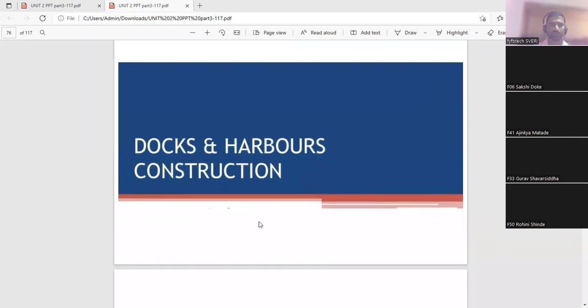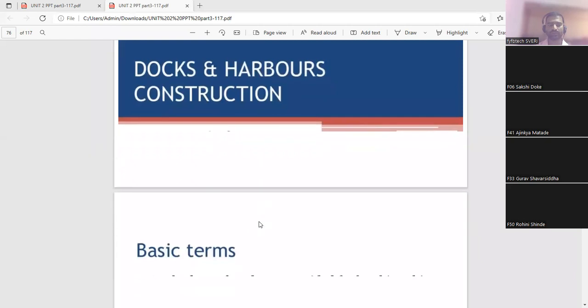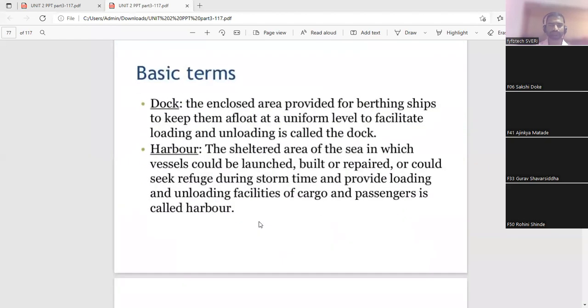So what are these docks and harbors? What is the construction and all? We will see. Is the screen visible now? Yes, sir. Okay, so the first term is docks. So what is this dock?